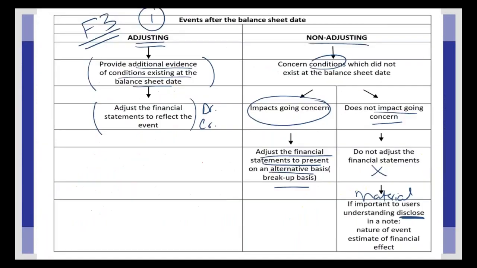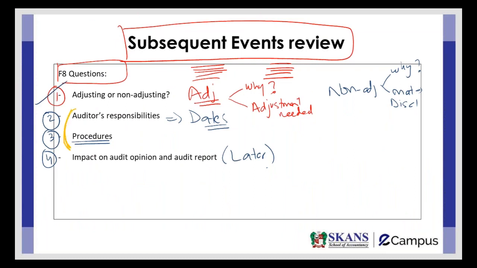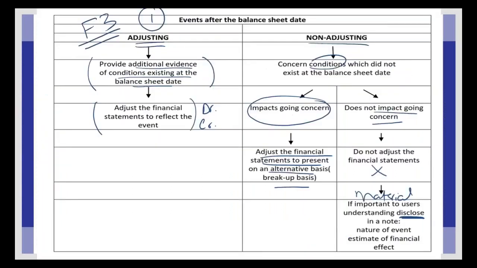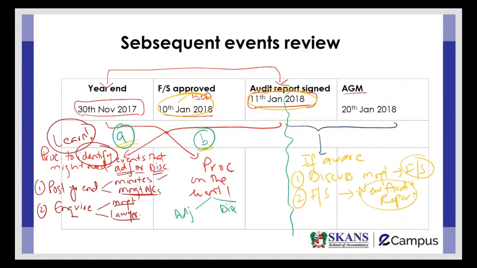So when I talk about auditors' responsibilities and procedures, we've done both together. Auditors' responsibilities are different until the report is signed, and they are different after the audit report has been signed. And the procedures vary. If it's before the report has been signed, I have to perform two types of procedures. If it's afterwards, I can only perform procedures if the management is willing to amend the financial statements. This, guys, is the basic overview of what happens in a subsequent event review.